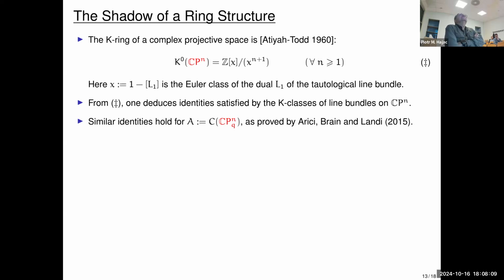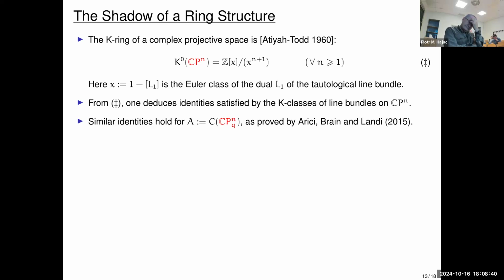This line bundle you can define in several ways. For example, if you like, the fibration from the sphere S^(2n+1) to CP^n, this is the bundle associated to the basic representation of U(1). So if you start from this ring structure of K0, I'm not mentioning K1 because K1 is 0 for CP^n, and is 0 for all the C*-algebras that I'm going to mention, which are AF C*-algebras.